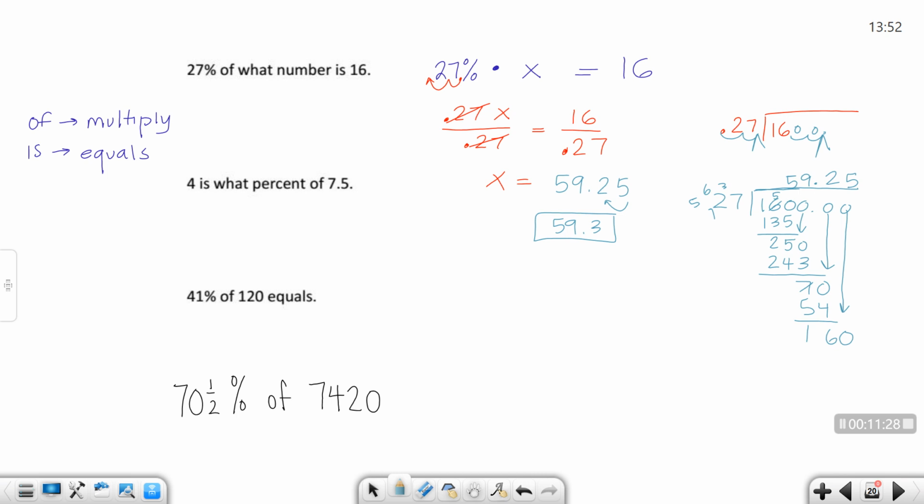Now before we go any further with this one, I'm going to stop the video here, and I'm going to make sure all of the rest of the numbers come out nice and neat.